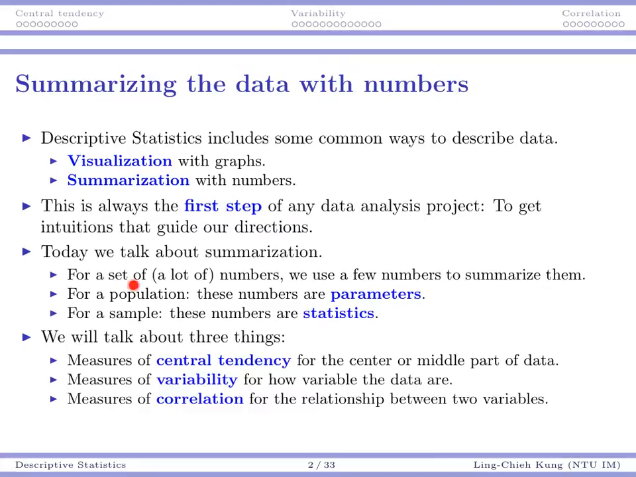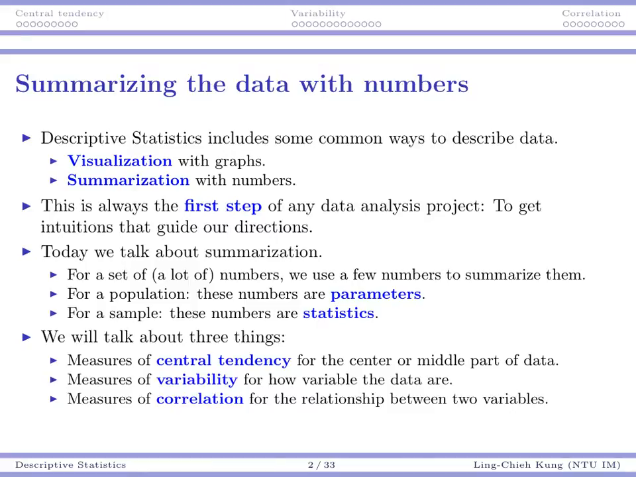Basically, for a set of numbers, we use a few numbers to summarize them. If we are talking about population data, then we want to find some parameters to do that. If we are talking about sample data, then we need statistics. Okay, we will talk about them in more details later.